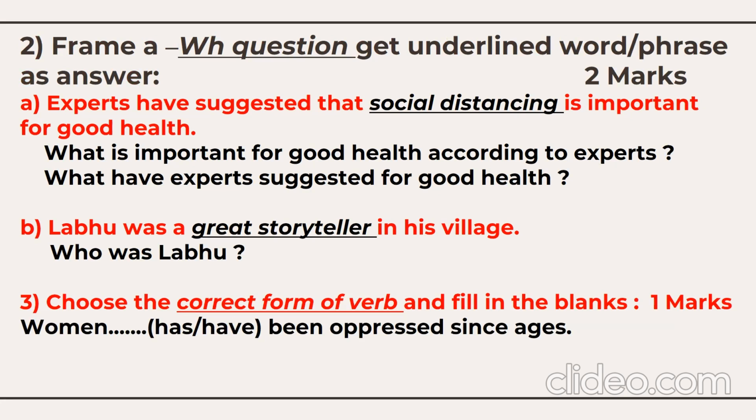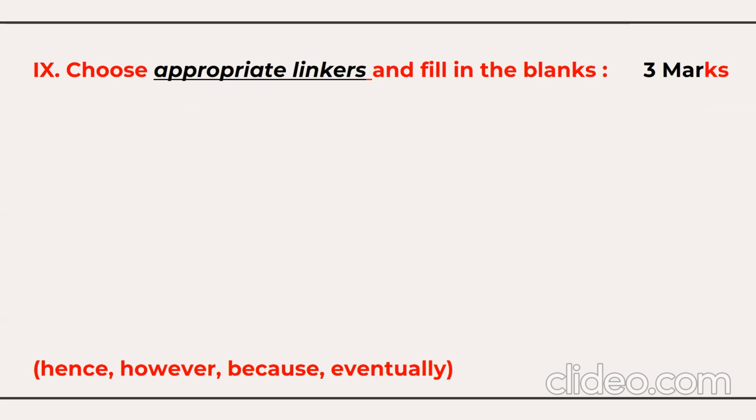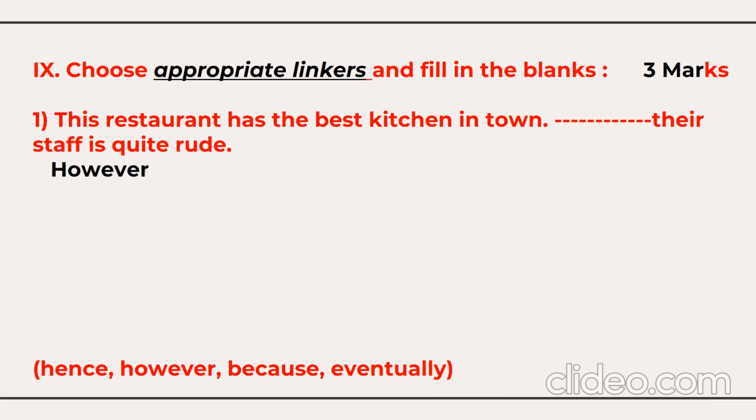Women has or have been oppressed since ages. Women is plural, so obviously the helping verb should also be plural. Women have been oppressed since ages, have been, right? Let's move to the next question. Appropriate linkers: hence, however, because, eventually. We need to apply any one linker and fill the paragraph.